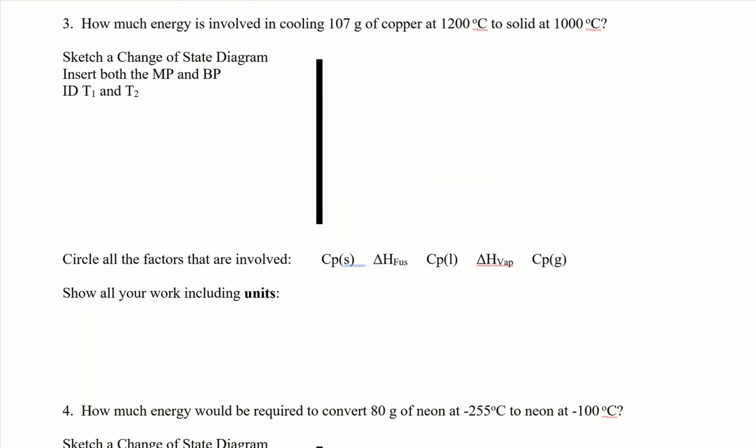Okay, for finally problem number 3 and 4, I'm just going to give you a little bit of help on this. I'm not going to work through it with, do it for you. So we're going to label our melting and boiling points. So again, look on your previous chart, 1083 is our melting point, and 2582 is our boiling point.